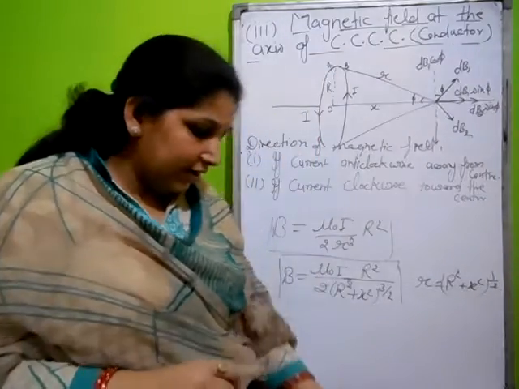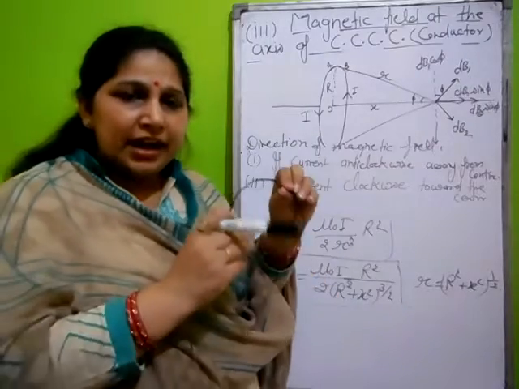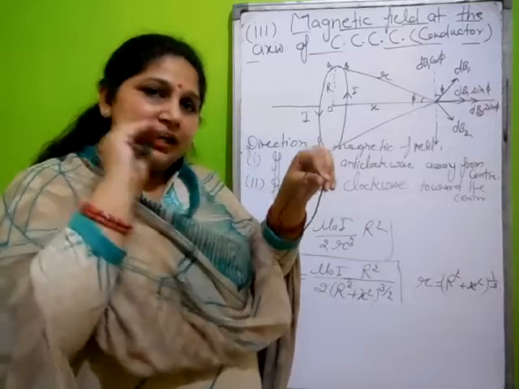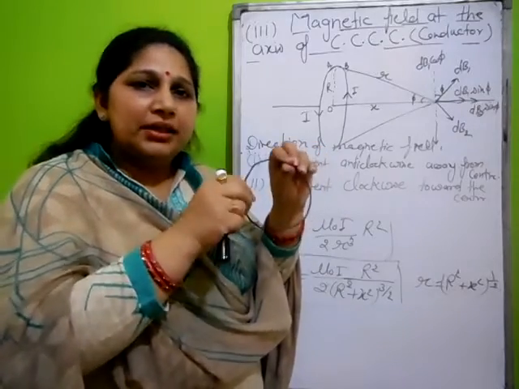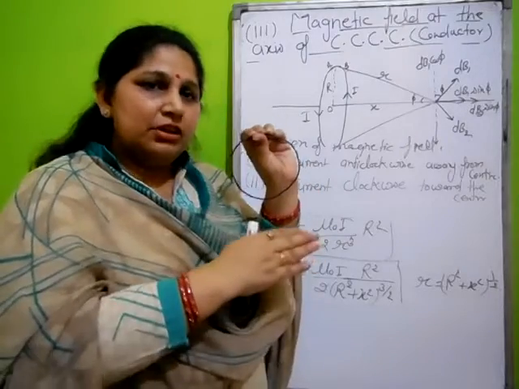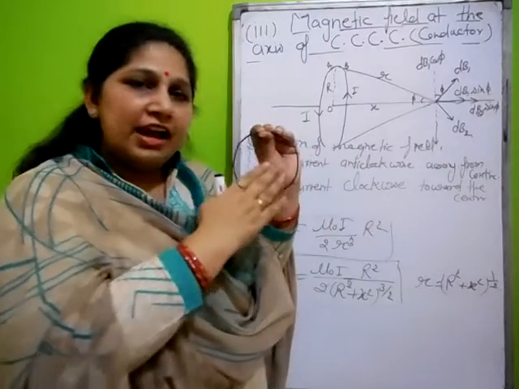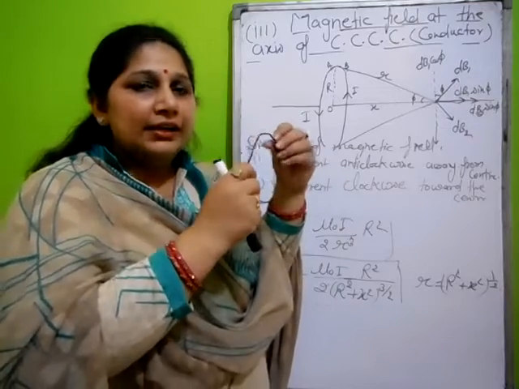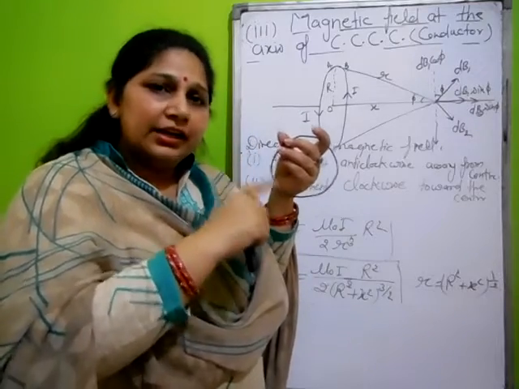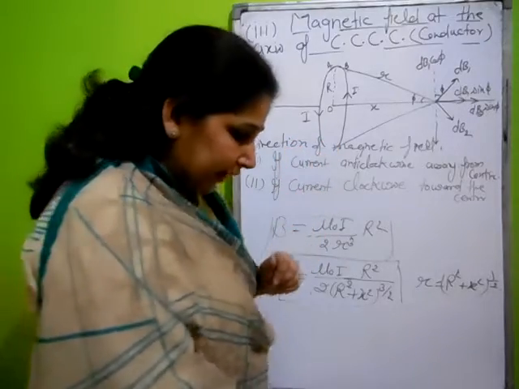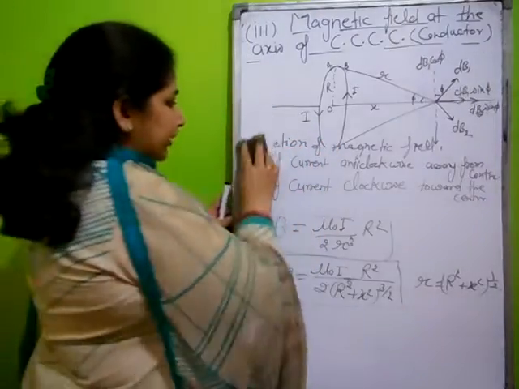Now, the magnetic field behaves as away from the center on one side and towards the coil on the other. Means this coil behaves as a magnet, and the side having the anti-clockwise current behaves as the north pole, and the side having the clockwise current behaves as the south pole. This is all about the magnetic field due to a circular current carrying coil.